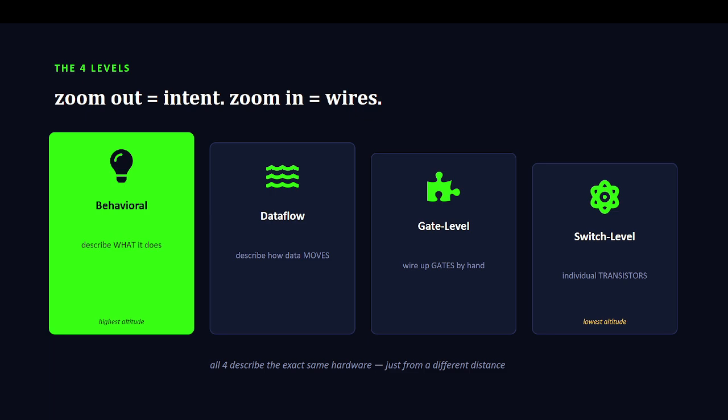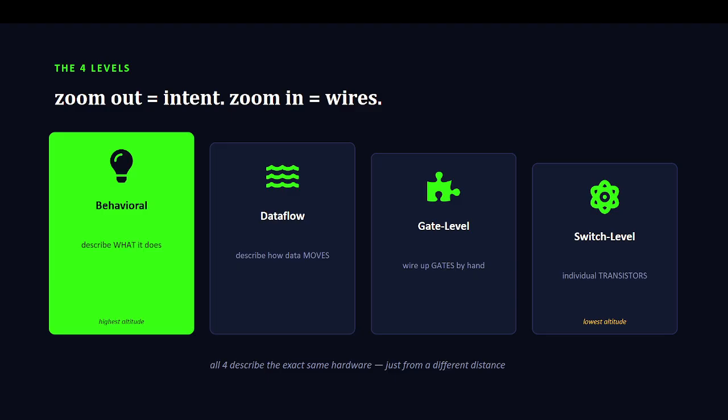One more click in, gate level. Now you are not writing equations anymore. You are literally placing individual logic gates, AND, OR, NOT, and wiring their pins together yourself, like you are populating an actual breadboard. All the way zoomed in, switch level. This is the floor. These are individual transistors, the actual NMOS and PMOS switches that every single gate above this is built from.